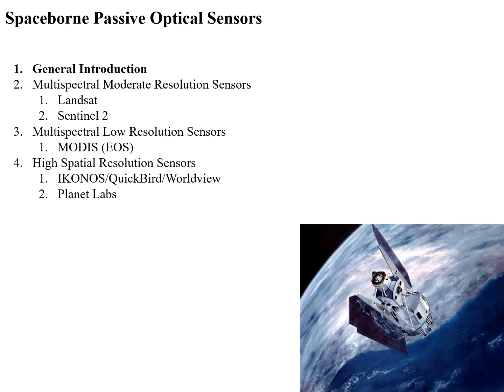So after a general introduction to how satellites are designed and what kind of considerations go into that design, we'll talk about the most often used satellites, the multispectral moderate resolution sensors like Landsat and Sentinel-2. We'll talk about multispectral low resolution sensors, most commonly MODIS, and then we'll talk about the class of high spatial resolution sensors. So those are things like Ikonos, QuickBird, and WorldView. And then we'll briefly talk about the constellation satellite approach that Planet Labs and similar organizations pursue.